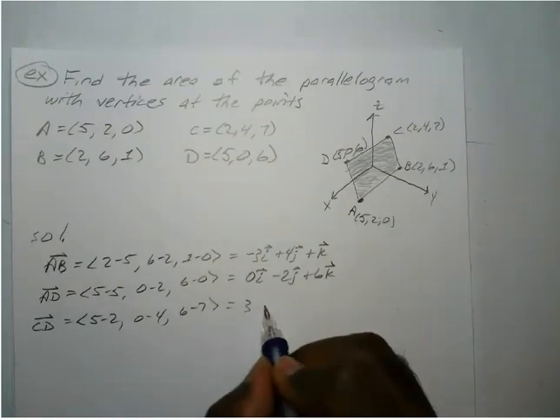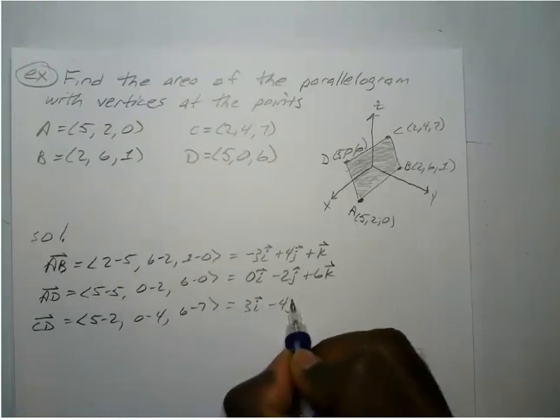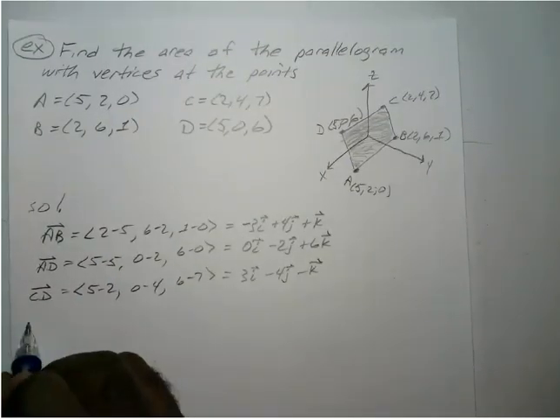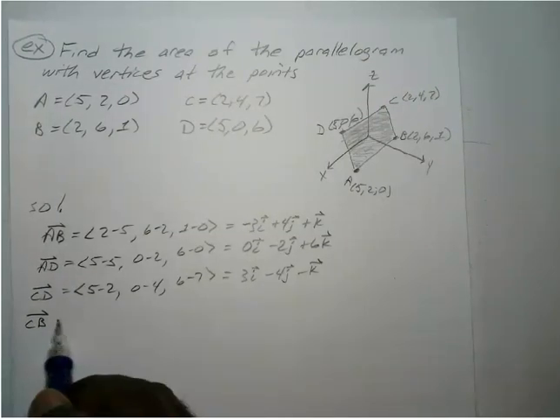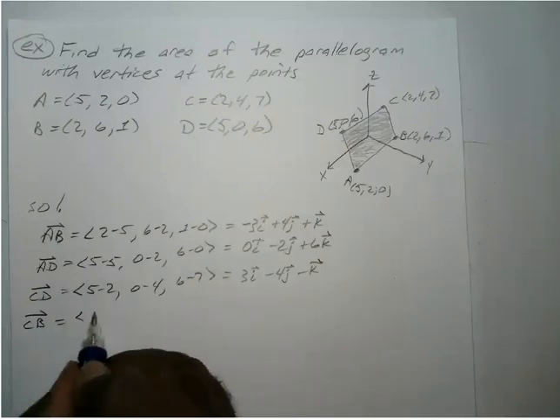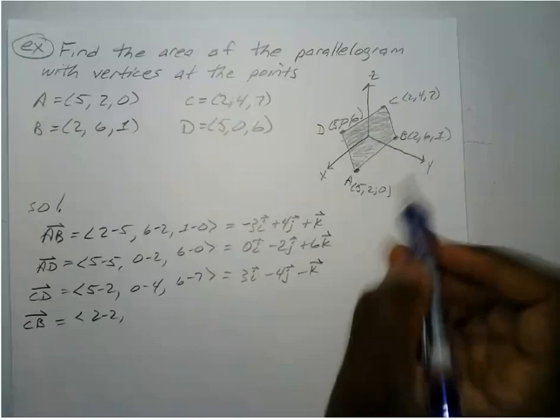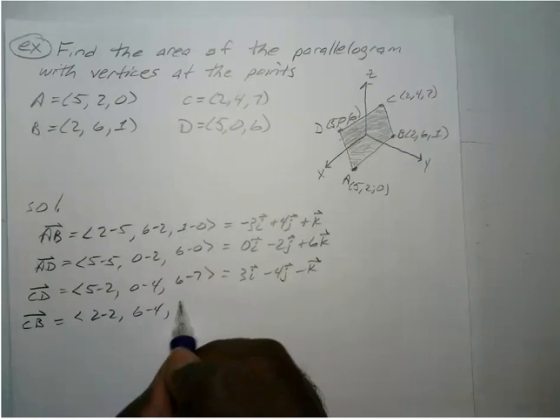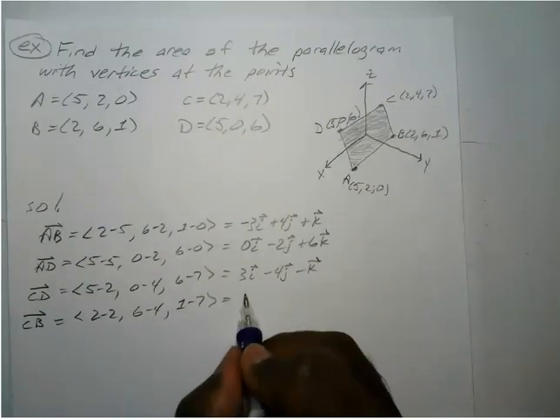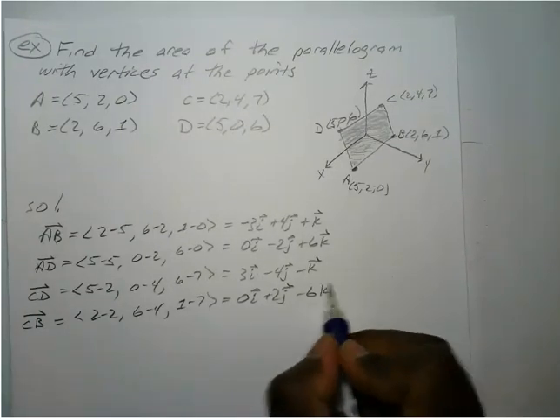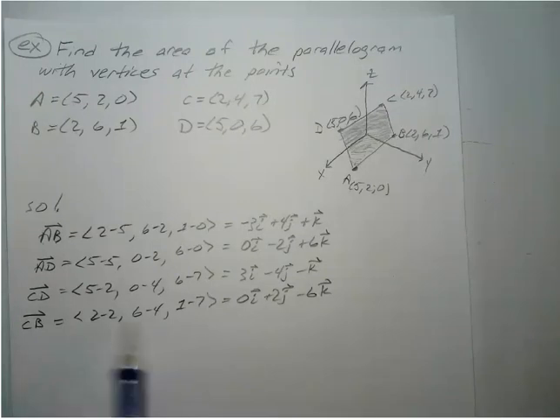Okay, so that's 3i minus 4j minus k. And from point C to B, we have 2 minus 2, 6 minus 4, and 1 minus 7. Okay, so we have 0i plus 2j minus 6k. If you notice, all of your parallels are kind of opposites.